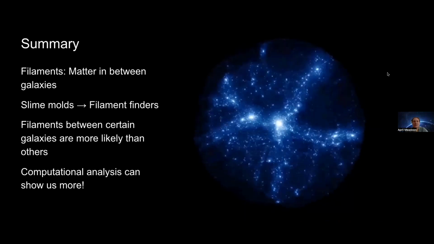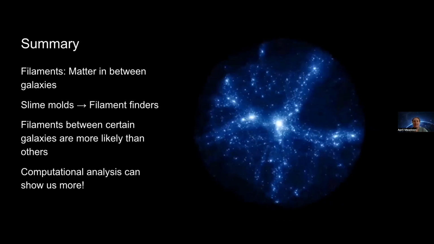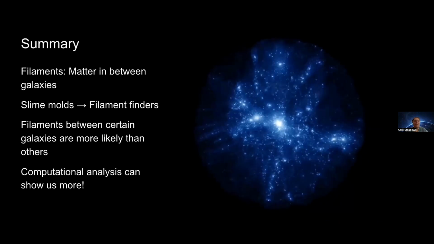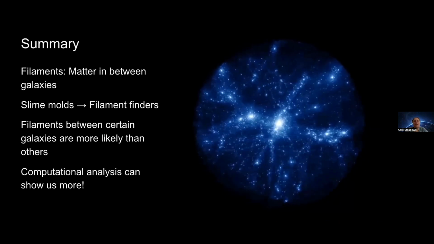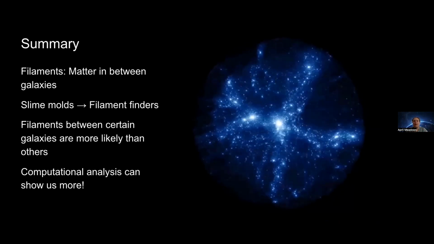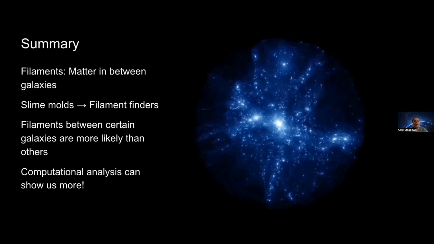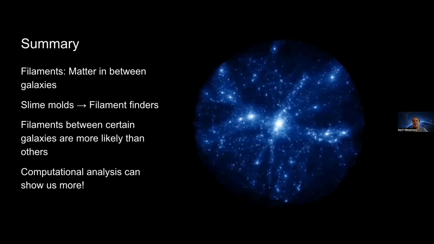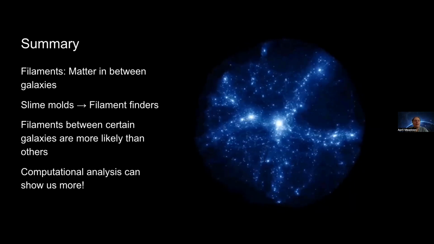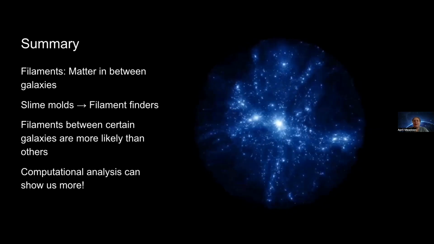So to summarize, these filaments are matter that exist in between galaxies and connect the two, and slime molds like Physarum polycephalum can actually help us find these filaments. And filaments between certain galaxies are more likely and more often occurring than others, as we saw in our analysis section. And computational analysis can actually show us more about how their strength is, and that kind of stuff. But yeah, thank you all so much for coming to our presentation.